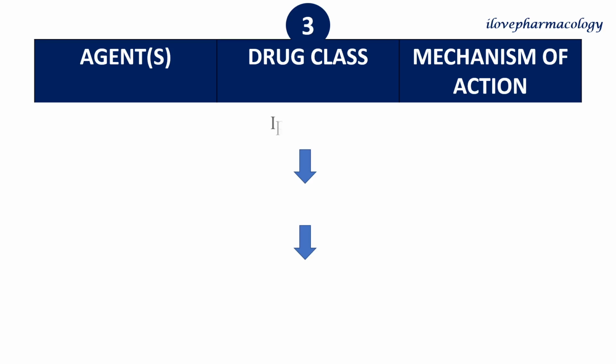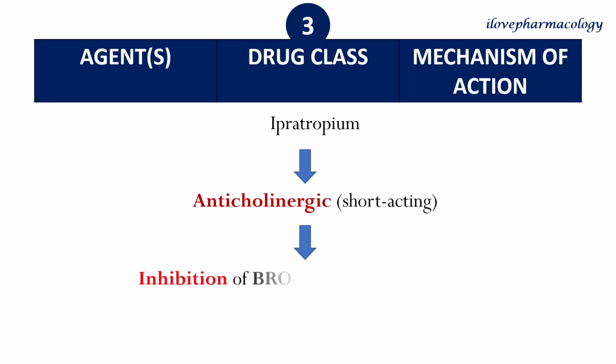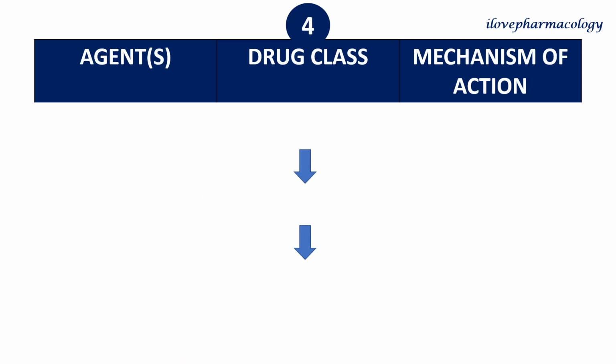So next we have Ipratropium Bromide or Tiotropium Bromide, which is an anticholinergic agent. So these drugs are very short acting in nature. So they help in inhibition of the bronchoconstriction mediated by M3 receptors. So ipratropium or tiotropium bromide is a shorter acting anticholinergic agent which inhibits the bronchoconstriction by blocking the M3 receptors in the bronchial smooth muscles.